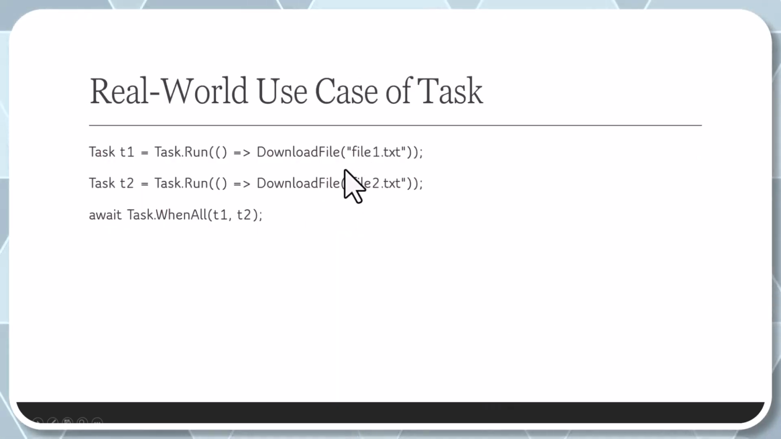So here is an example of task. We'll come to the example in Visual Studio shortly. Here there is task 1 and task 2. Both are downloading files. DownloadFile is a method being called with file1.txt and file2.txt. So we use Task.WhenAll. We are basically waiting for both the tasks to finish in parallel. So it will take the maximum time. Like if one is taking 1 second and the other 2 seconds, Task.WhenAll will take probably slightly more than 2 seconds to finish.